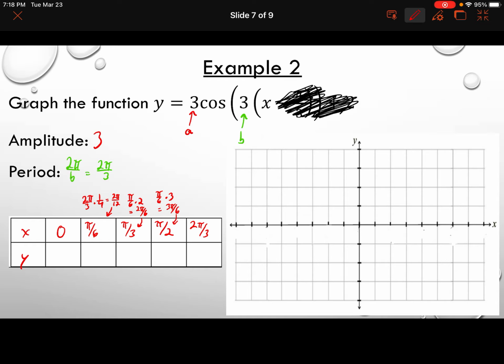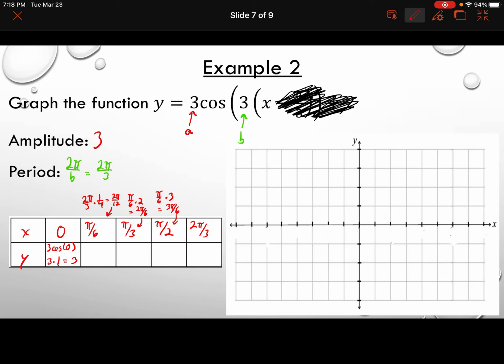So if x is equal to 0, we end up with 3 cosine of 0, right? Because 3 times 0 is just 0. So cosine of 0, if we look it up on the unit circle, is 1. So here we have 3 times 1. So our first y value is 3, because don't forget there is a 3 in front of our equation.